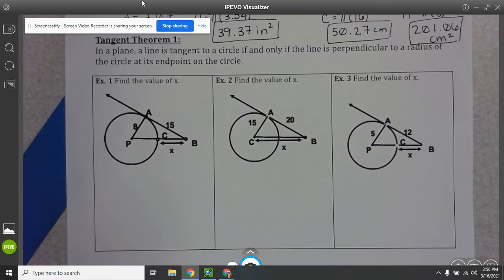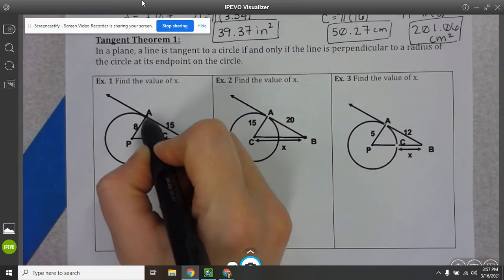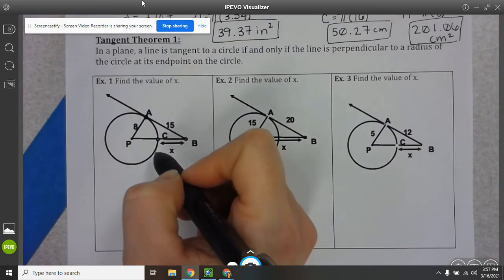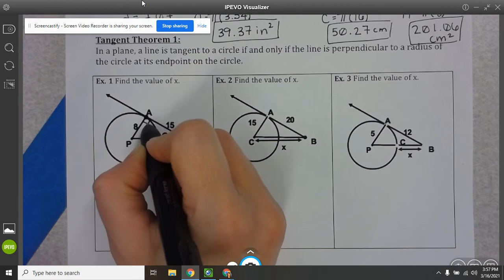So a line is a tangent to a circle if and only if the line is perpendicular to a radius of its circle at its endpoint on the circle. So what this is telling me is that a line is a tangent to a circle if the radius and that tangent meet at a right angle at that endpoint on the circle. So right here at this point here, A, this would be a right angle.